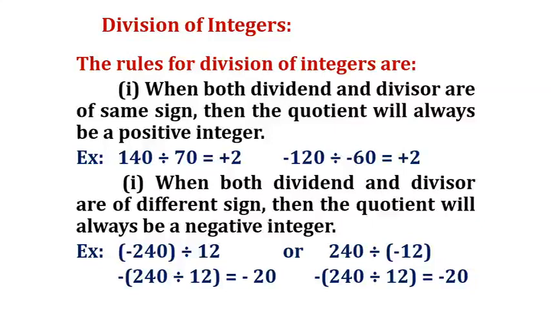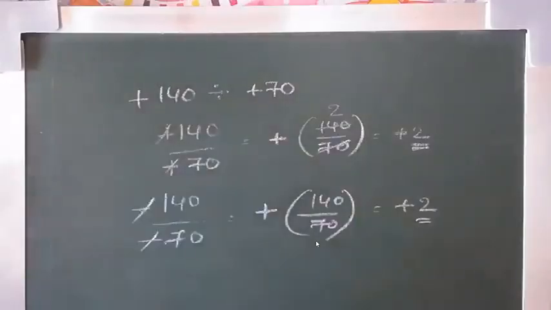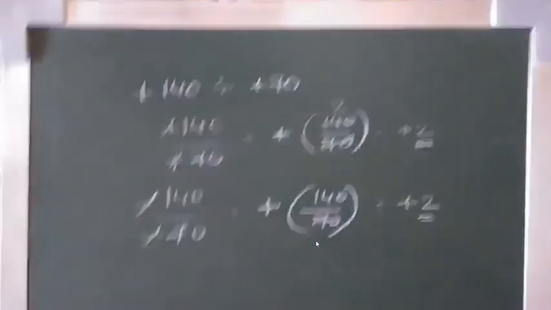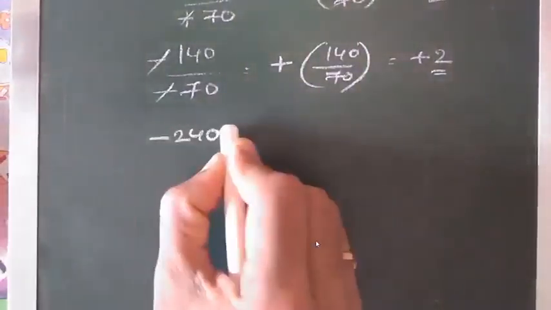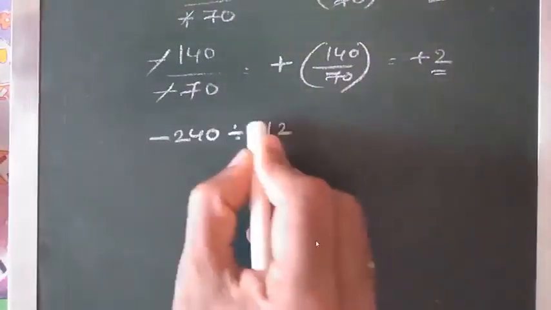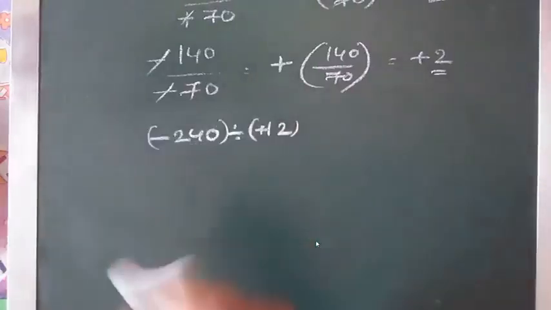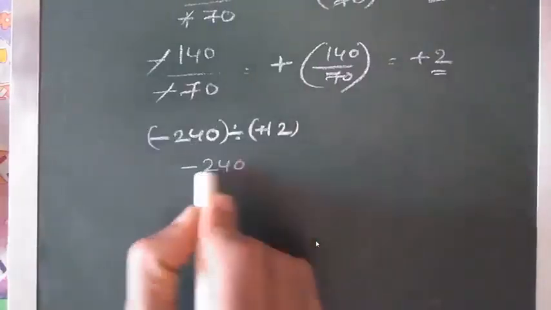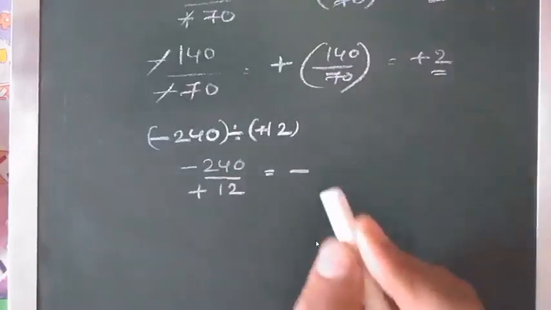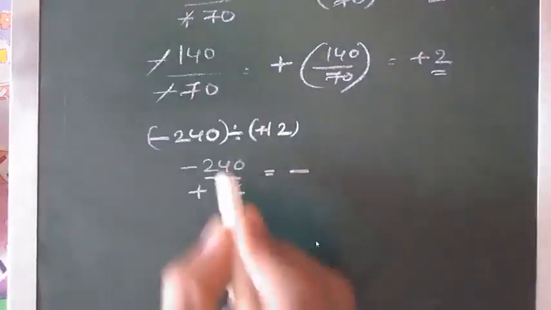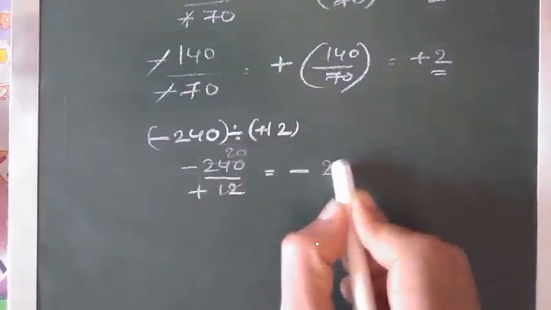When the dividend and divisor are of different signs, then the quotient will always be a negative integer. Here, if I am taking minus 240 divided by plus 12, how can you write this? Minus 240 by plus 12, then you will get the minus sign itself. If you divide by 12, how many times does it divide? 20 times, so minus 20 you will get.